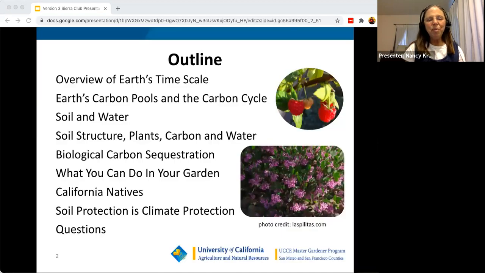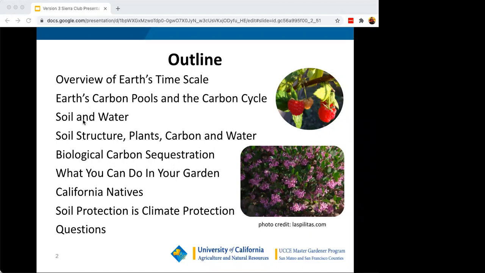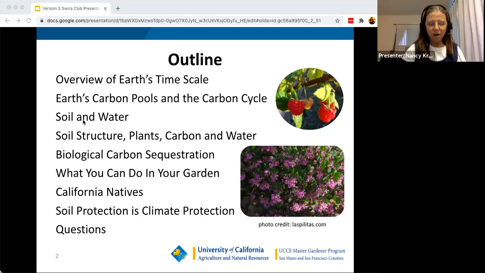Today, we are going to begin by giving you a brief overview of Earth's time scale. We will talk about where we find carbon on Earth and go through the carbon cycle. Then we will look at the water cycle and the relationship of soil and water as we discuss soil structure and soil compaction. Next, we will show you what you can do right now in your gardens to store carbon, help water to infiltrate and percolate throughout your soil, and in turn, help cool the planet.